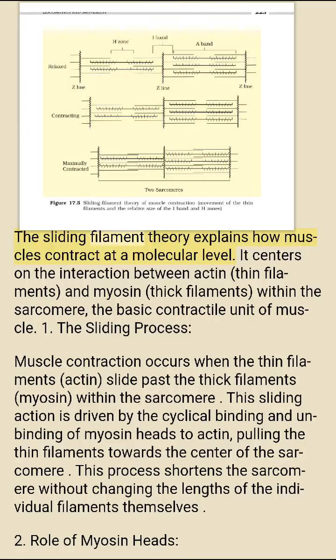The sliding filament theory explains how muscles contract at a molecular level. It centers on the interaction between actin, thin filaments, and myosin, thick filaments, within the sarcomere, the basic contractile unit of muscle.